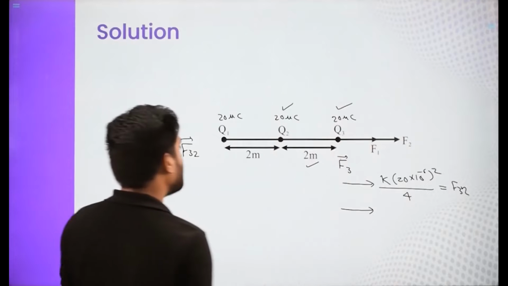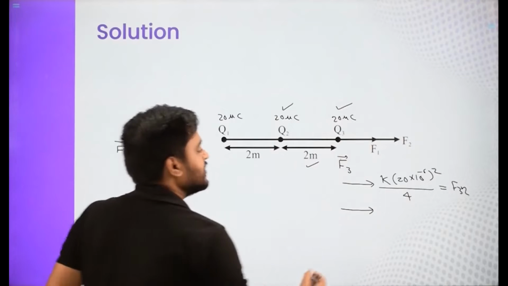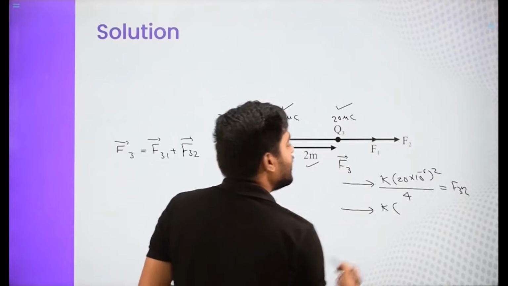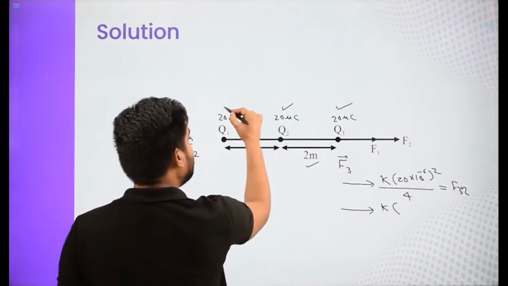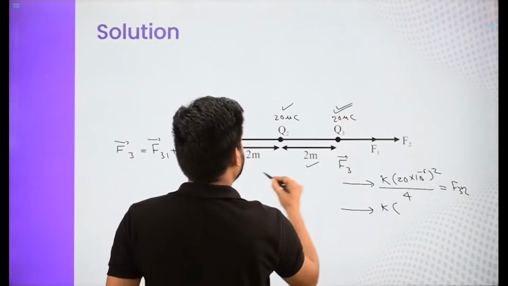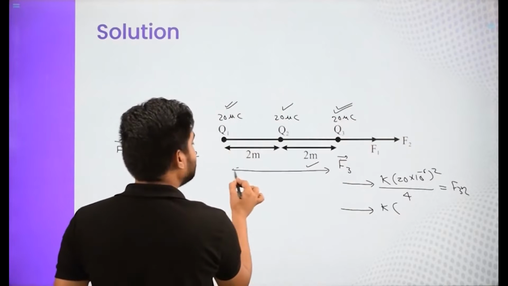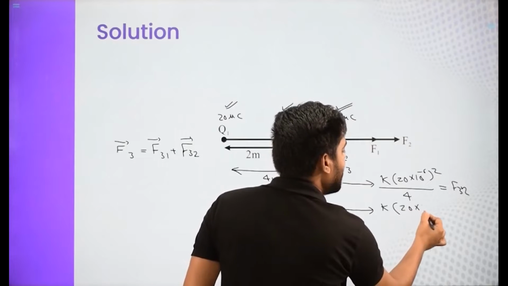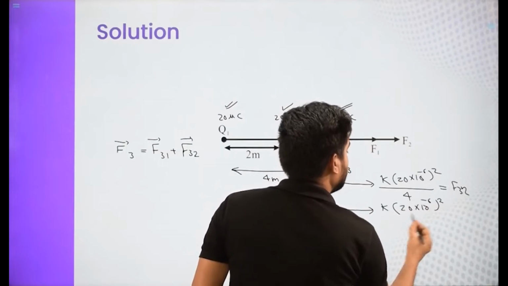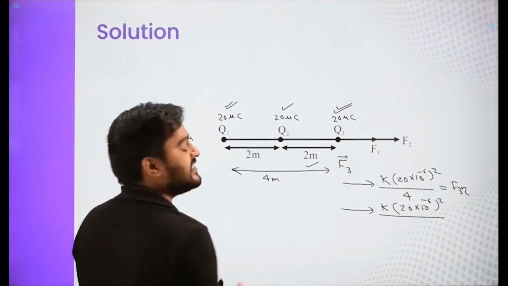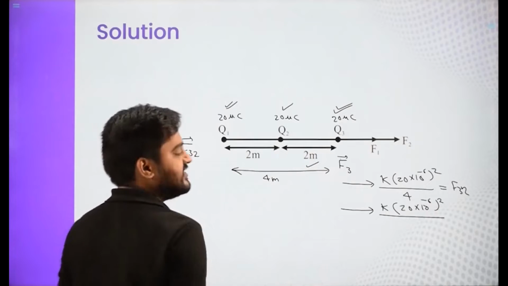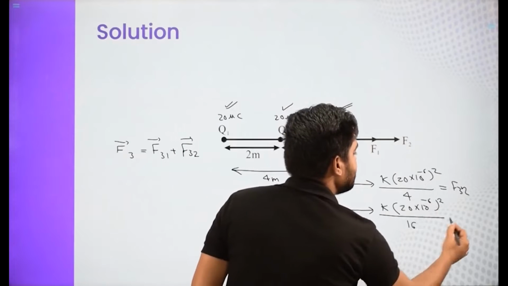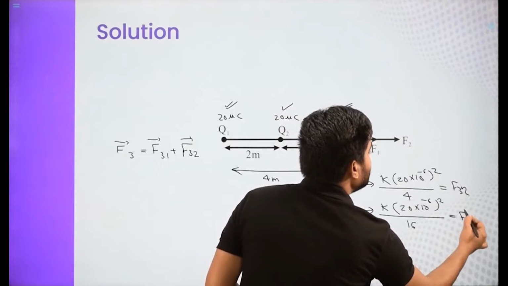And now I am writing force on 3 due to 1. So that is again K Q1 Q2 by r square. But this time r is going to be 4 meter. So K Q1 Q2 is 20 microcoulomb whole square, divided by r square. The distance between these 2 point charges is 4 meter and square of that is 16. And this is my force on 3 due to 1.